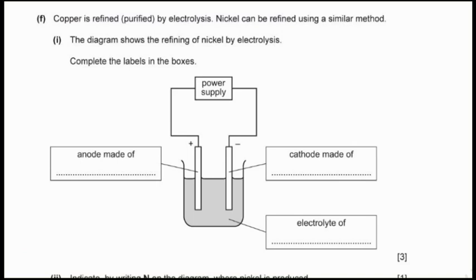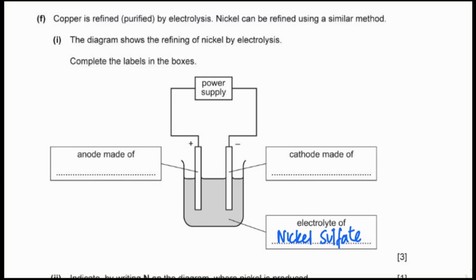So we know that the anode and the cathode, in this case, the electrolyte must be made up from a nickel substance. So we're just going to pick a nickel salt, let's say nickel sulfate, because we know that we use copper sulfate in purifying copper.